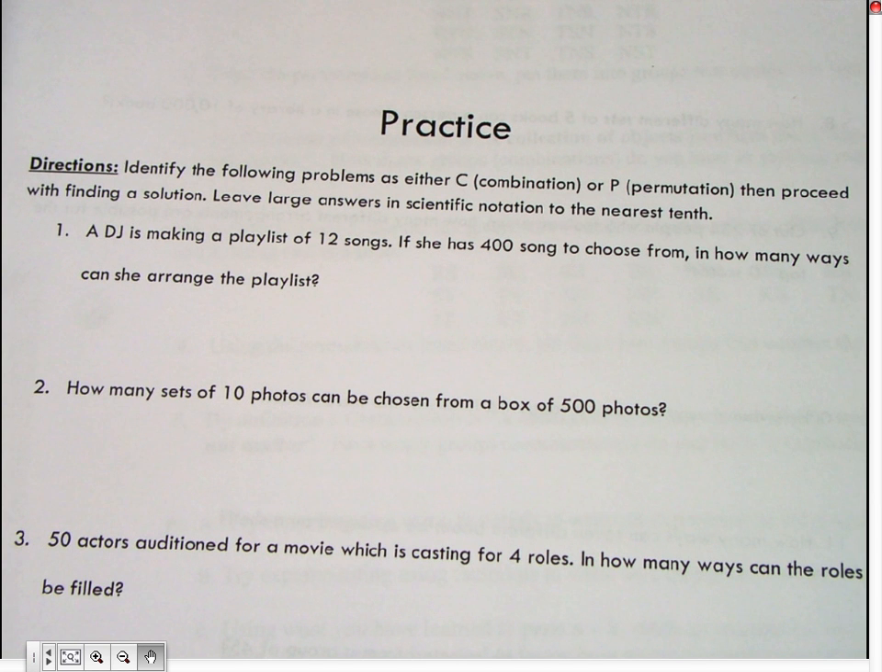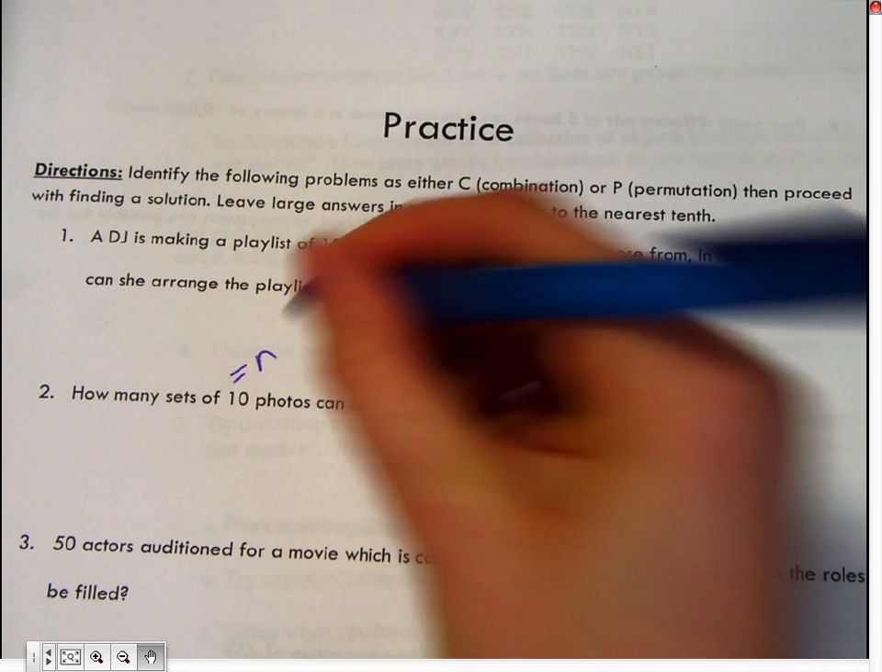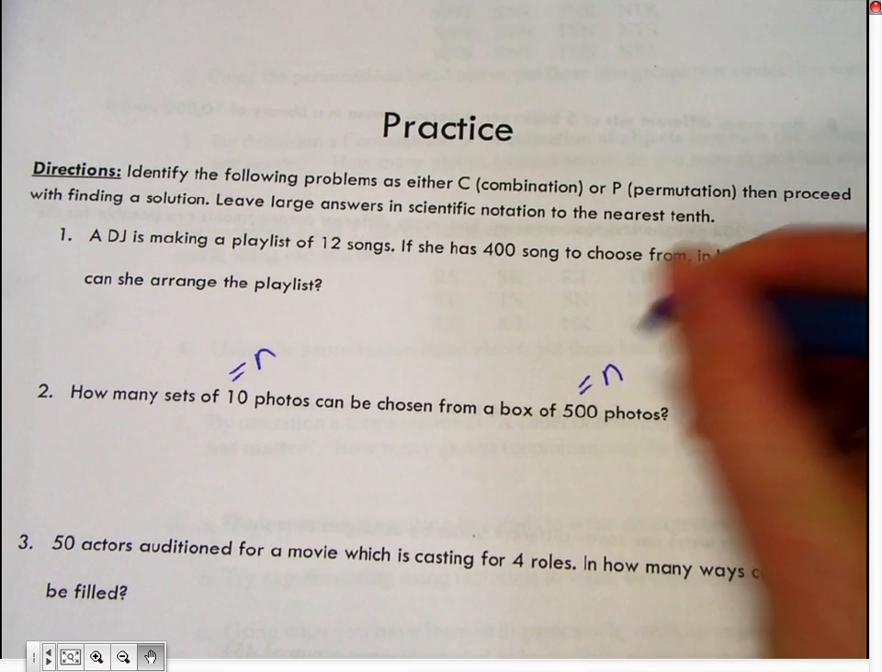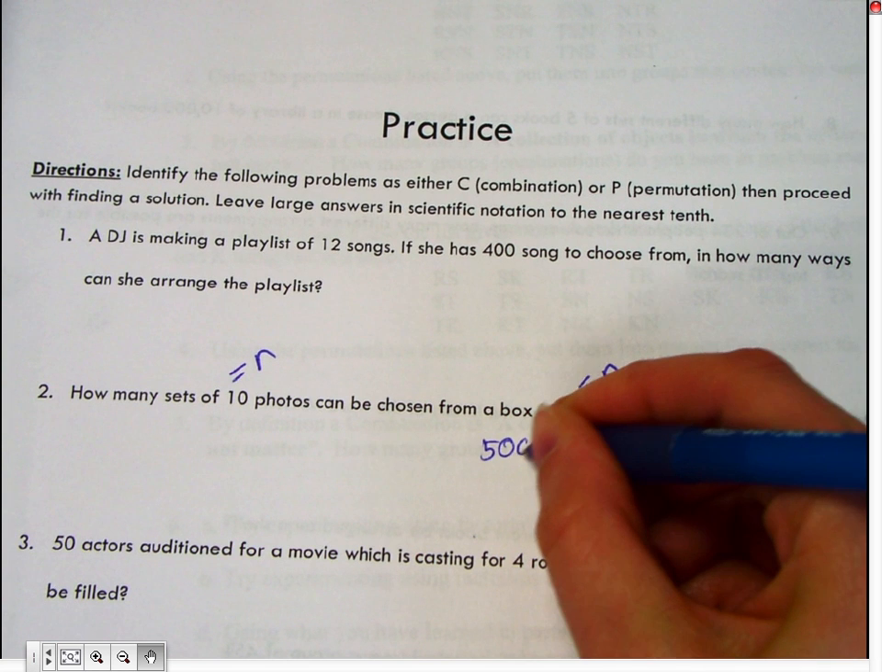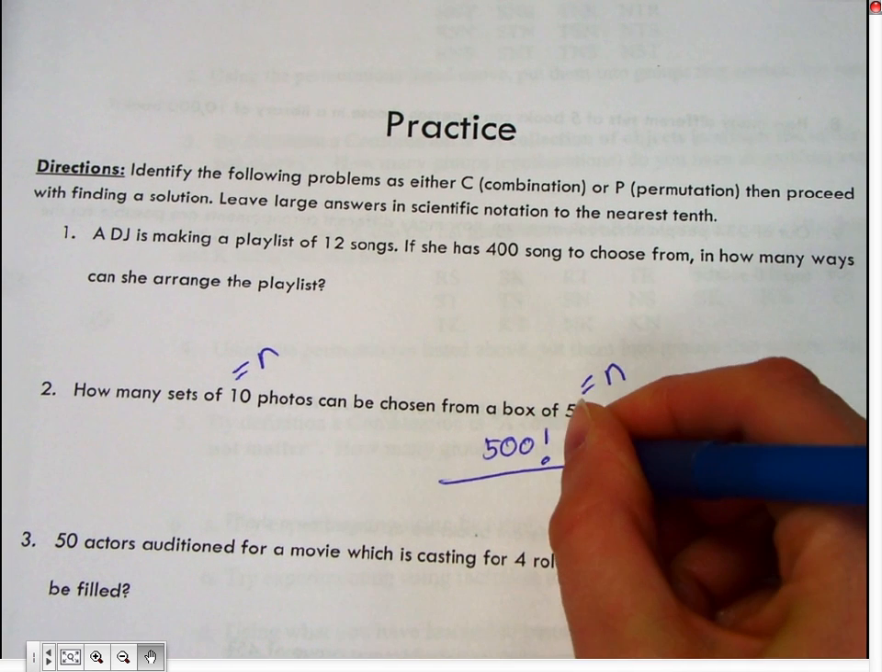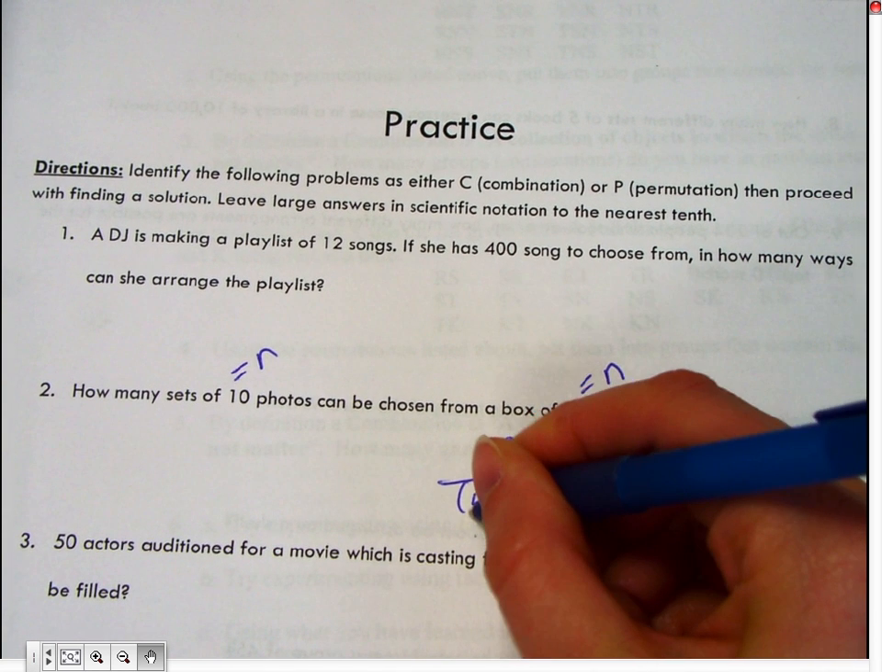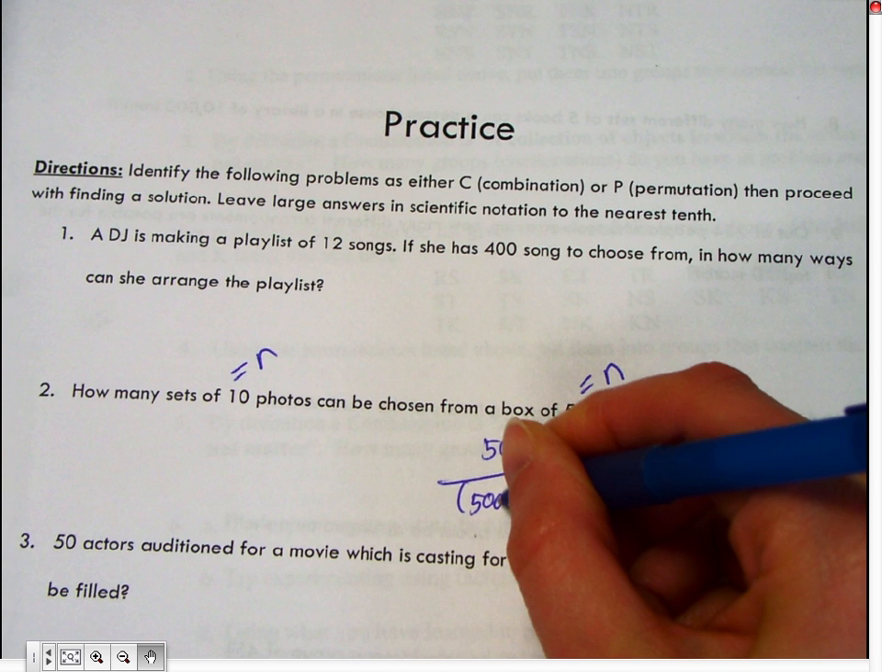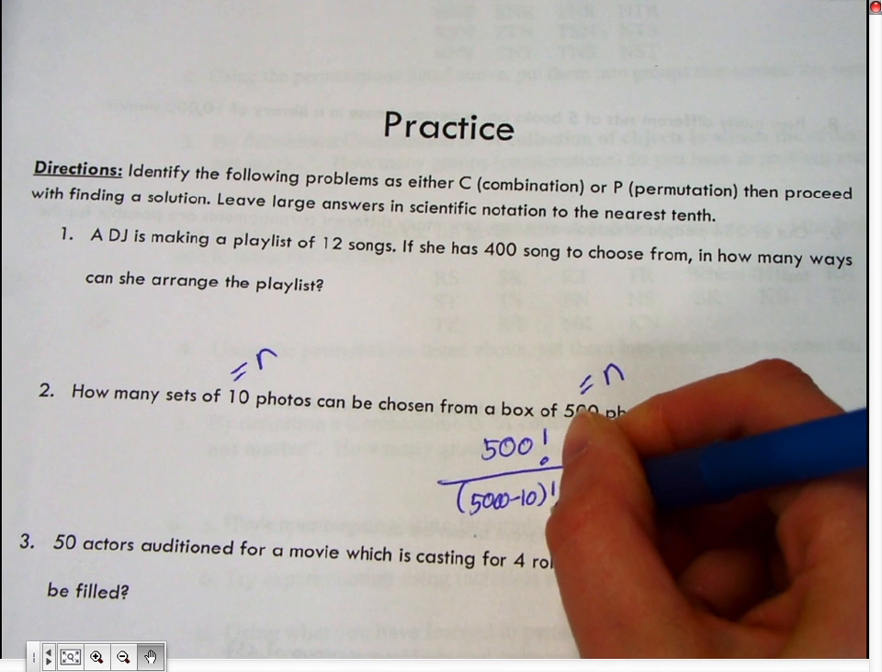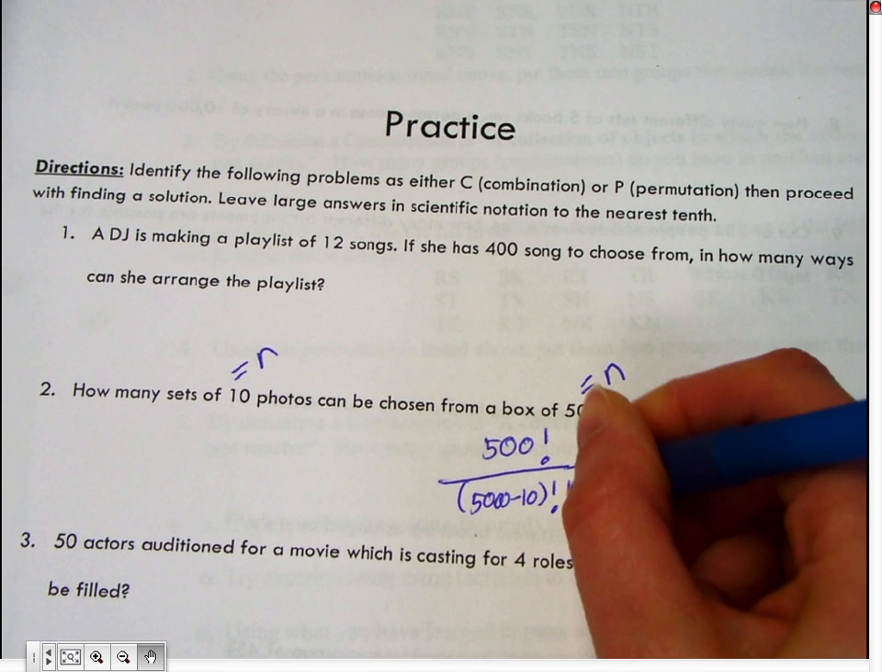How many photos are there? How many groups do we want of them? The size of the group is 10. So that's r, that's n. So that's 500 factorial over 500 minus 10 factorial, 10 factorial.